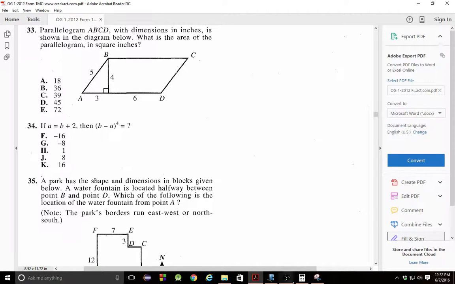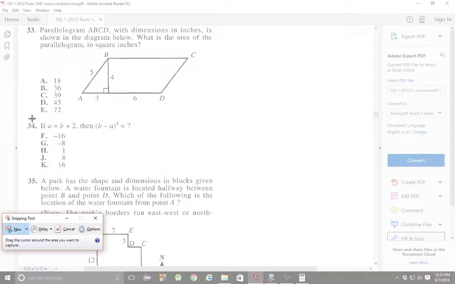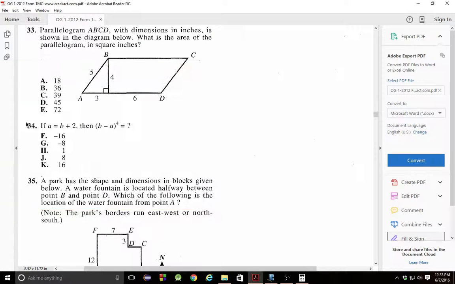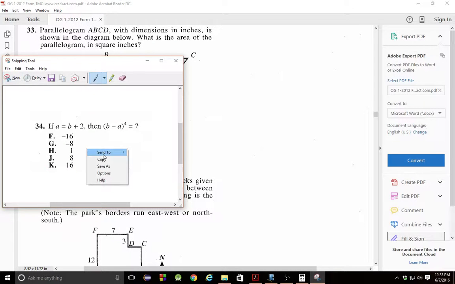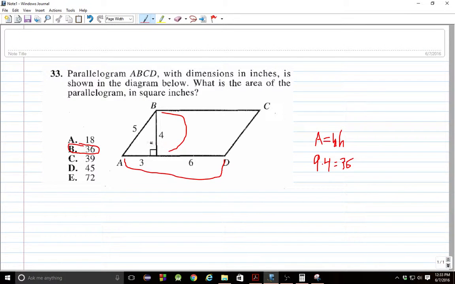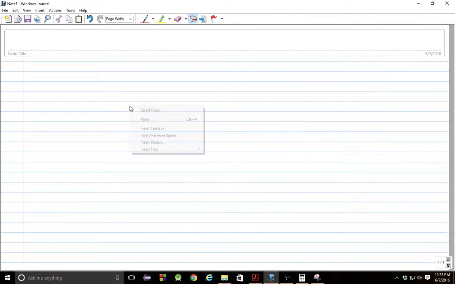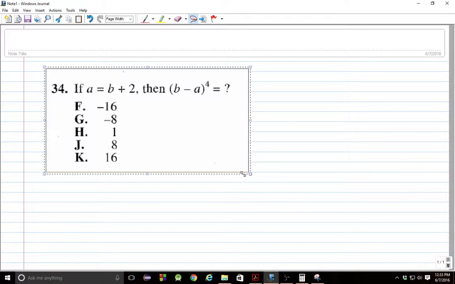Now let's go to the next one. That does not look good. There we go. Let's delete all of this and then paste this. If a equals b plus 2, then b minus a to the power 4 equals.